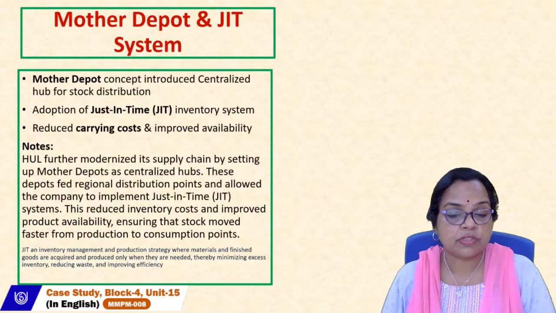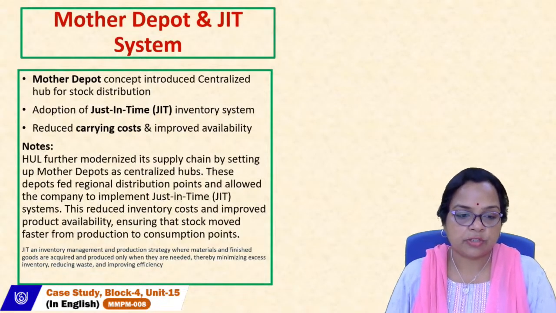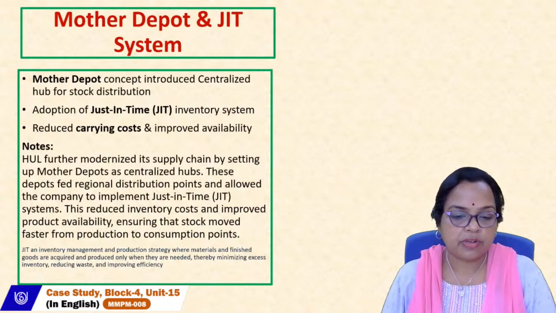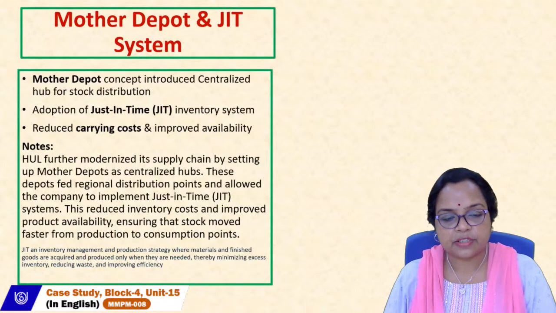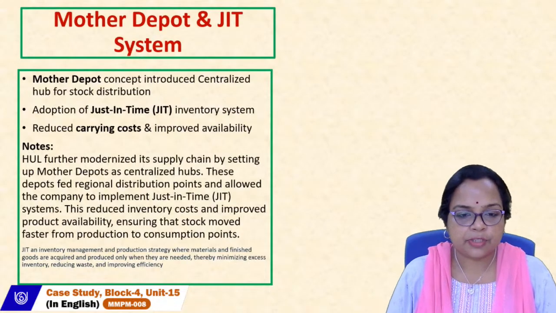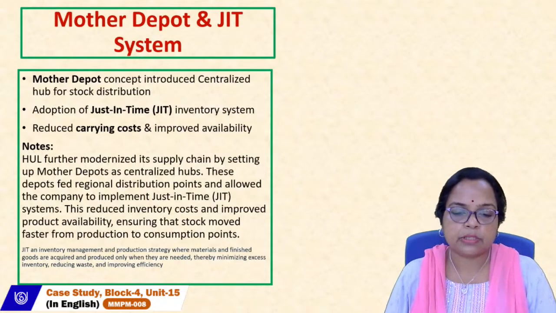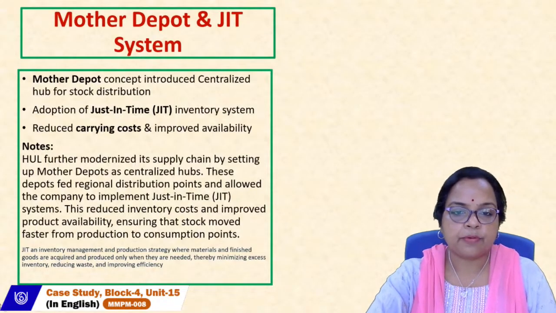So the JIT concept was introduced by HUL for its distribution channel to avoid extra cost of production, to avoid waste and improve the efficiency of the entire system. This reduced inventory cost and improved product availability, ensuring the stock moved faster from production to the consumer point. It was a vital strategy of HUL, introducing JIT and Mother Depots. HUL got success out of it in reducing the carrying cost and improving the efficiency of the entire distribution channel.